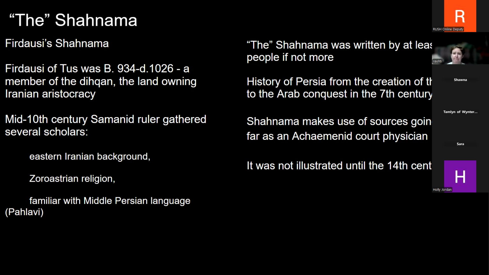And it makes use of actual historic sources as far back as the Achaemenid court. But none of those were illustrated until the 14th century. So there's a really big disconnect between what we in the SCA refer to as the Shahnameh. We're typically referring to Ferdowsi's Shahnameh. But Ferdowsi's Shahnameh just refers to the writing. It was not illustrated in his lifetime.